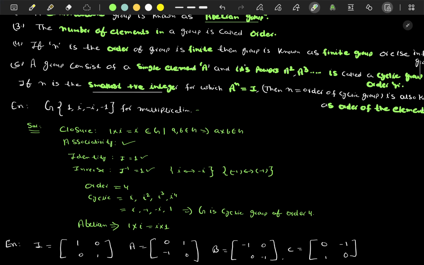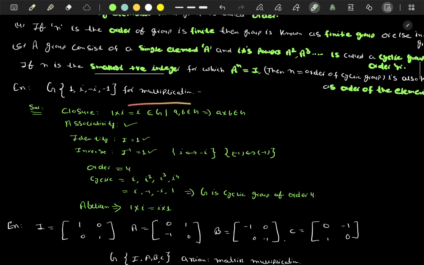Suppose we have a group now for multiplication: 1, iota, minus iota and minus 1. Is it following the closure property? Check. 1 multiplied with iota is iota, which is also an element of G. So no matter which two elements you take, minus iota times minus 1 will be plus iota, again an element of the group.